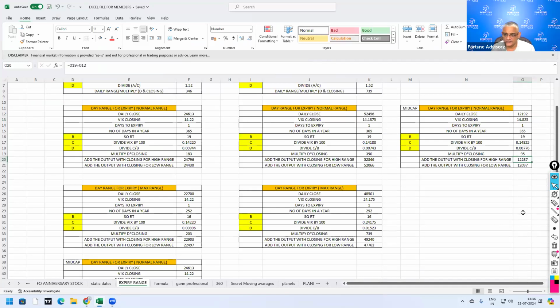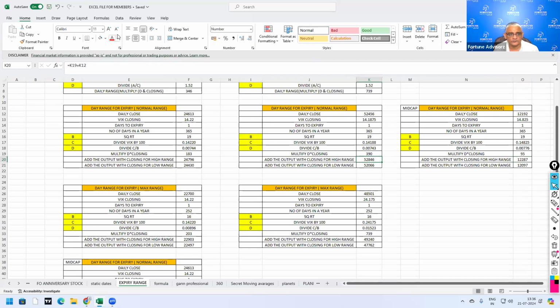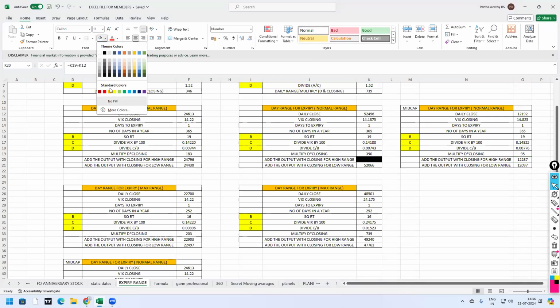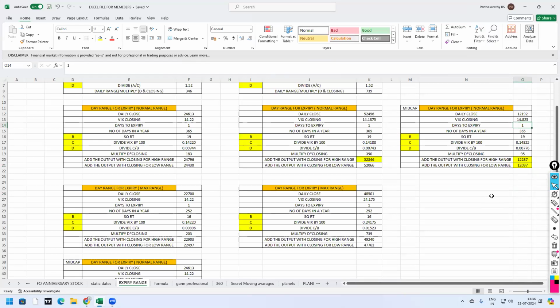The possible range is 12287 and the low range is 12097. 190 points. This is the output. Sir, you have to check number of days, no? They have already put one, no. Days to expiry is one, no. Monday expiry, no. Yes, sir. Okay. So we need to put only 1 day, no.